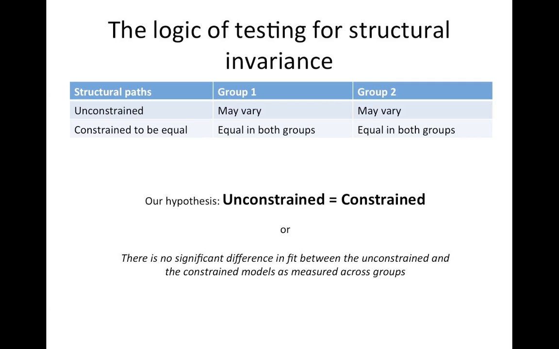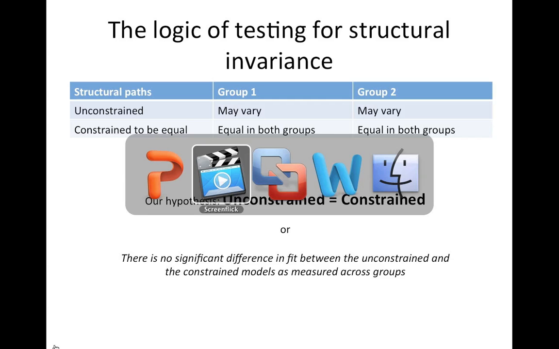Now, our hypothesis is that the unconstrained model is equal to the constrained model, or that there is no significant difference in fit between the unconstrained and the constrained model as measured across groups. This basically means that we're hoping that even when we let the structural path vary across the two groups, they're going to come out equal naturally. And thus, if we can support this hypothesis, we have a good case for saying that the structural model is invariant across groups. Now, let's have a look at a simple example in AMOS.